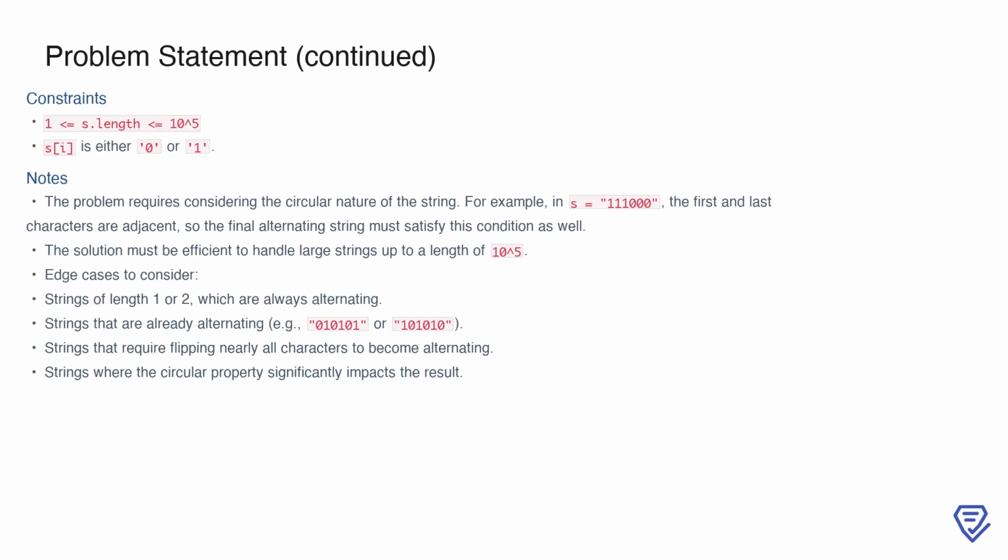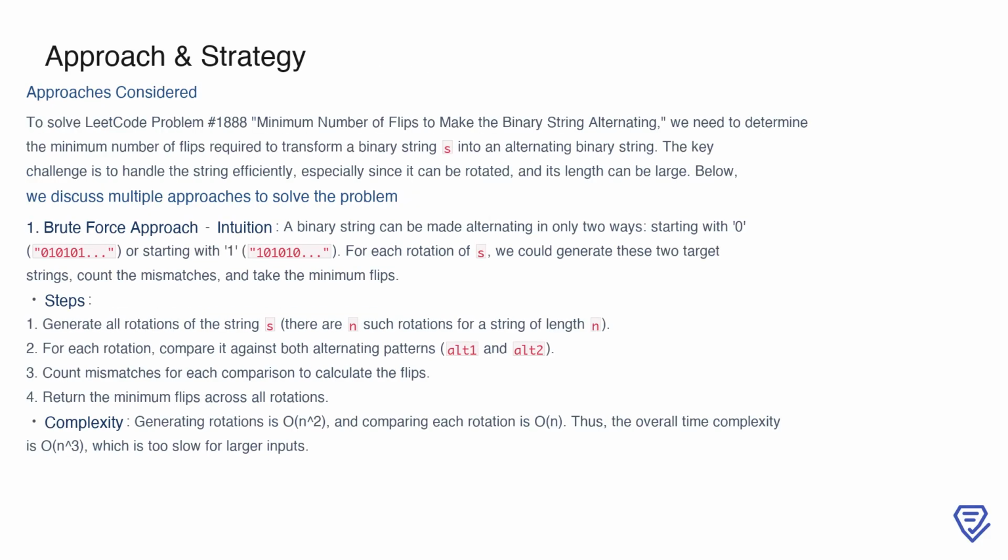Additionally, some strings may require flipping nearly all characters, and in other cases, the circular nature of the string may significantly affect the result. A robust solution must account for all these scenarios while maintaining efficiency. To solve the problem of finding the minimum flips required to make a binary string alternating, we first need to understand the constraints and challenges. The string can be rotated, meaning any substring can potentially become the beginning of the string. Additionally, since the length of the string can be large, our solution must be efficient.